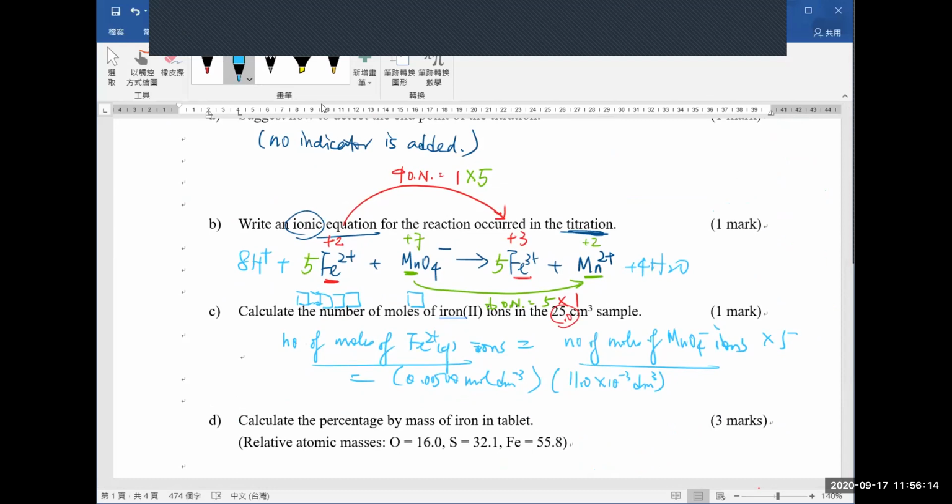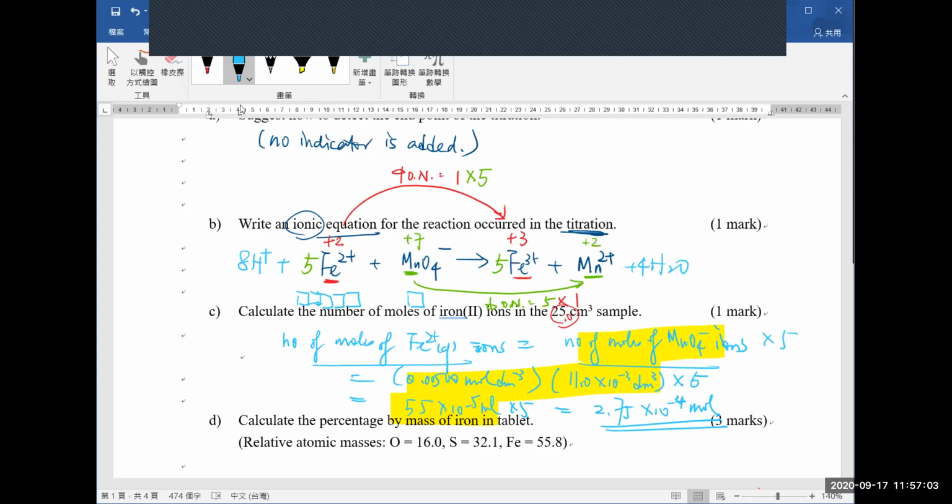Remember to times 5, okay? Remember to times 5. So what you're going to have? This is just the permanganate ion number of moles. So what will you get? 2.75 times 10 to the power minus 4. Yes, it is correct. So it is 5.5 times 10 to the power minus 5 mole times 5 equals 2.75 times 10 to the power minus 4 mole. So that is the answer.